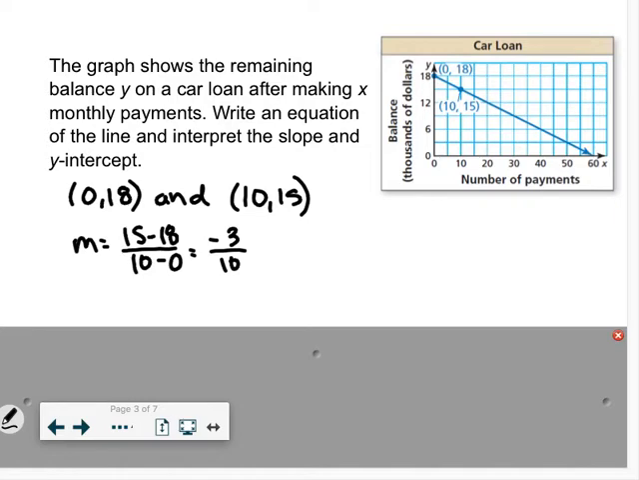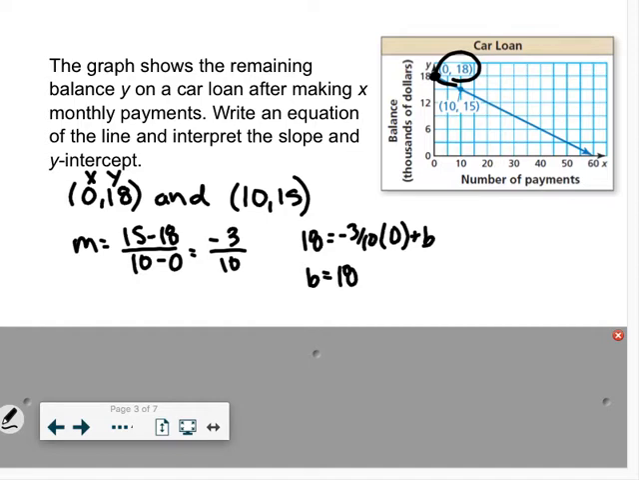So we could say x and y, right? And do something like 18 equals negative 3/10 times 0 plus b. Oh, well, b is equal to 18. Some of you might have also recognized that's the y-intercept on the graph, isn't it? So you didn't even do that work. That's okay. So it's okay to work smarter, not harder.